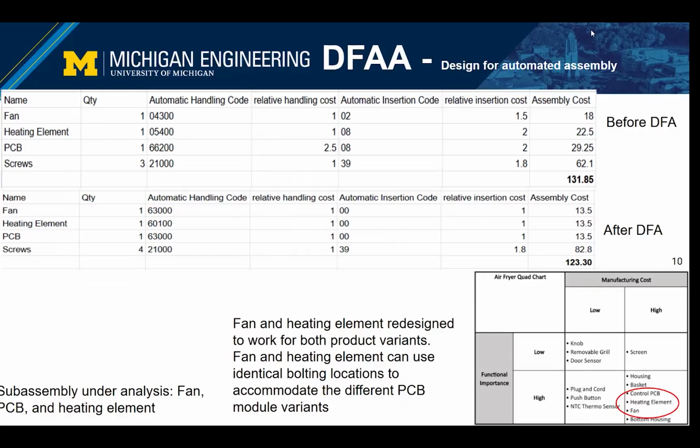You can see the different elements that were the most important in our quad chart. The manufacturing cost and functional importance were both high for all the components involved in our automated assembly sequence: the PCB, heating element, and fan. And you can see by the changes we made, just making it easier to assemble by aligning those features and applying the principles, we brought the time down from 131 to 123.